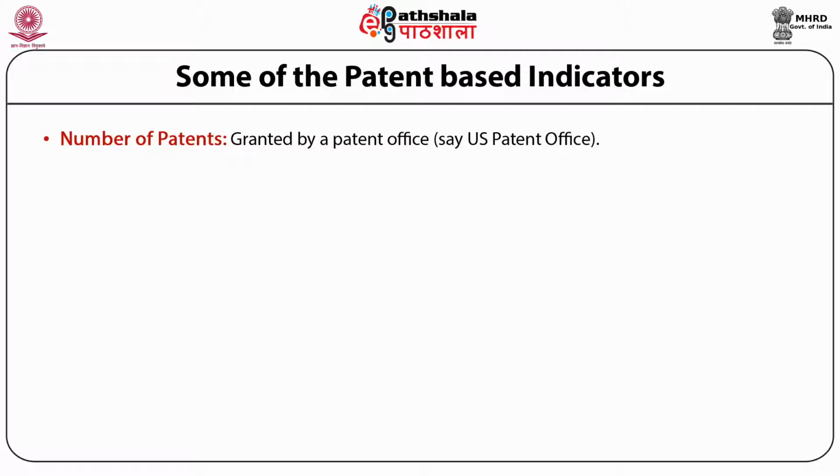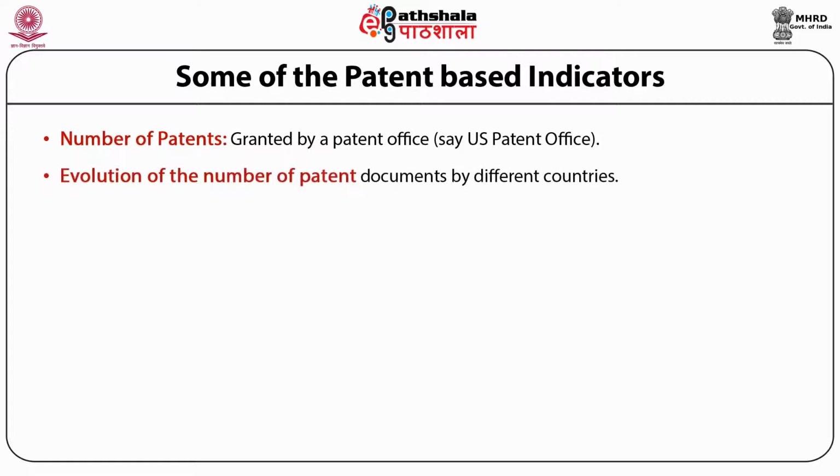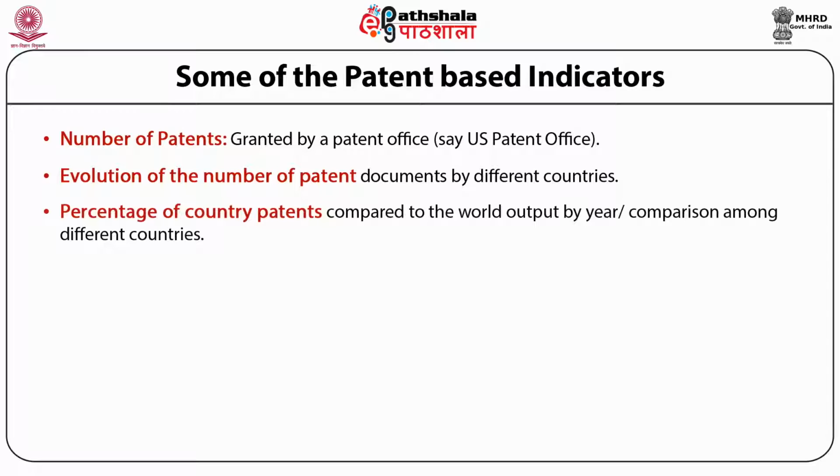Another indicator would be the evolution of the number of patents by looking at the trends of different countries, patenting trends. Then we can construct indicators such as the percentage of a country's patents compared to the world output by year, comparison among different countries. By these types of indicators, one can capture the competitiveness of a country in a particular technology or overall.